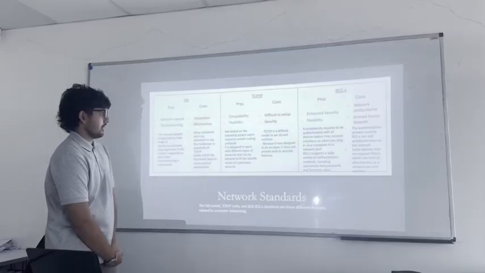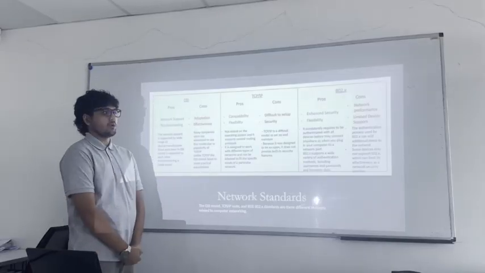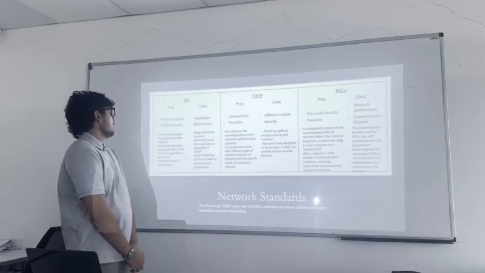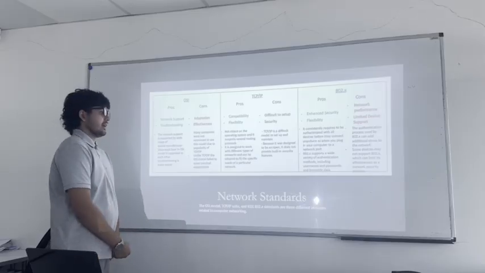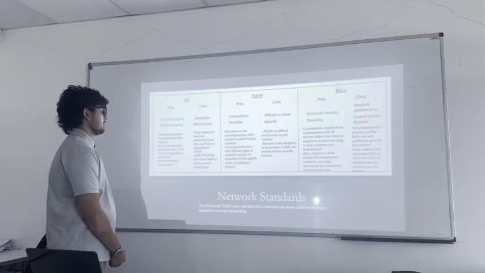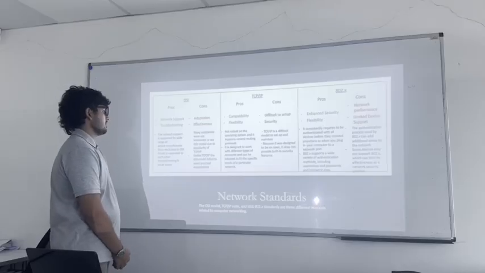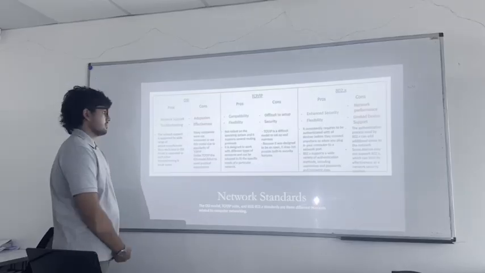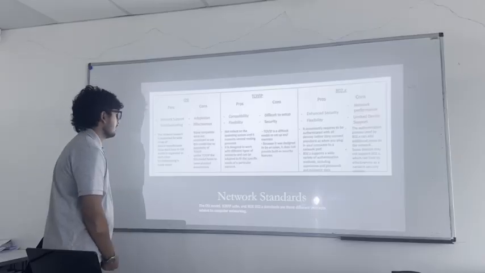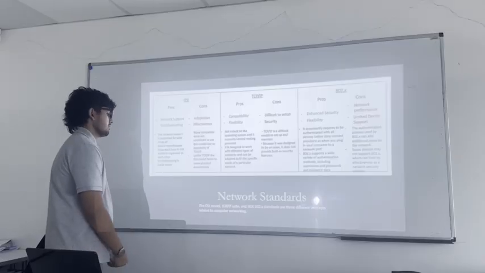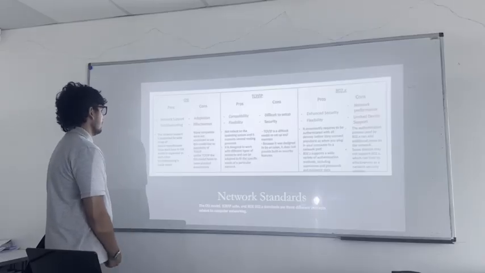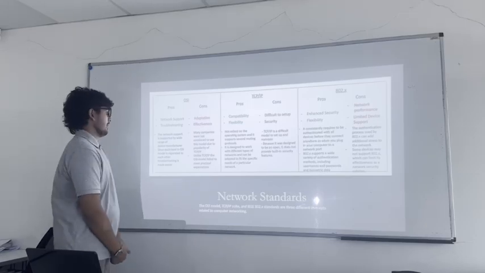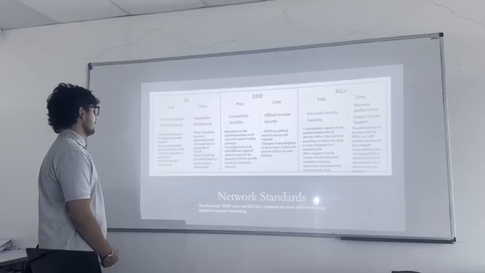Moving on to the network standards, we have three main network standards: OSI, TCP/IP, and 802.x. OSI is basically how the organization sees and allows the network to be perceived. It consists of 7 main layers. Advantages of using this network standard is network support. The network is supported by a wide range of device manufacturers.